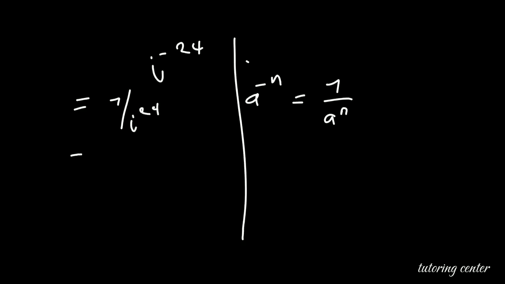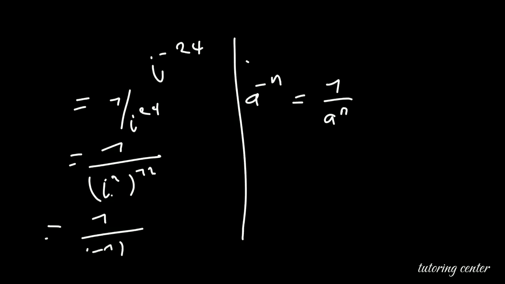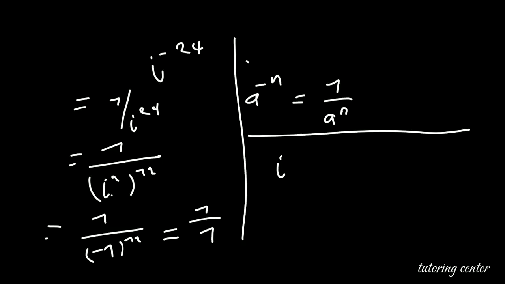Now let's focus on the denominator. i to the power 24 is the same as i squared to the power 12. i squared is -1, so we have 1 over (-1) to the power 12, an even number. -1 to an even power is 1, so all of this is equal to 1 over 1. This therefore means that i to the -24 is simply positive 1. As simple as that.